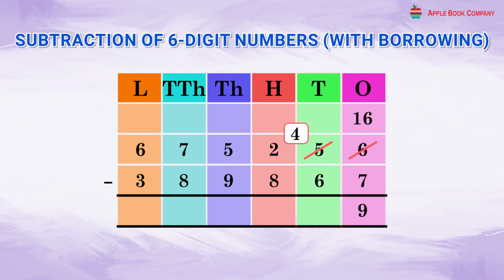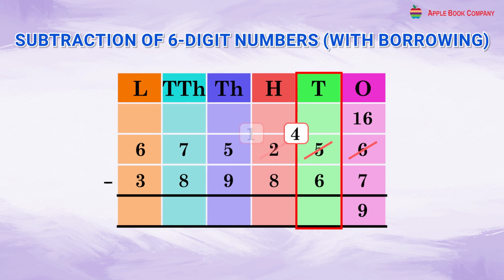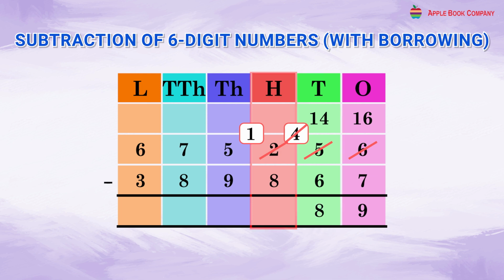Next on tens, 4 minus 6. 4 is less than 6. So let's borrow from hundreds. 2 becomes 1 and 4 becomes 14. 14 minus 6 is 8. On hundreds, we have 1. 1 is less than 8. So let's borrow from thousands. 5 becomes 4 and 1 becomes 11. 11 minus 8 is 3.